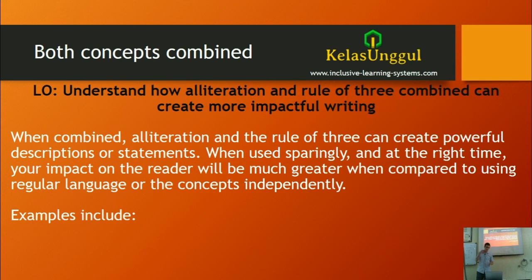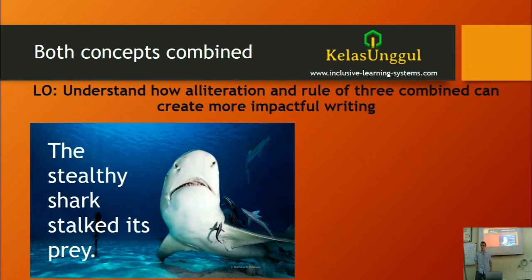So, when combined, alliteration and the rule of three can create powerful descriptions or statements. When used sparingly, so that means not too often, and at the right time, your impact on the reader will be much greater than just using regular language. Examples include: the stealthy shark stalked its prey. Hands up, please, to answer the question. Where is the alliteration and where is the rule of three?